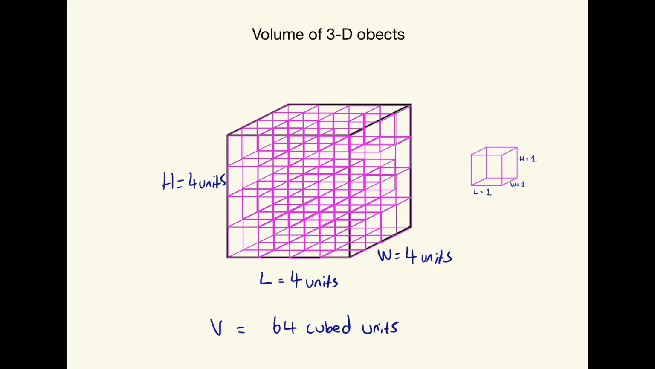Now, how do you actually use a formula to work out the volume of this object? Well, it turns out there is a formula, and it's literally the length of your object, which is 4 units here, multiplied by the width, multiplied by the height.